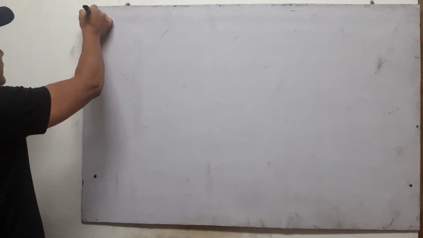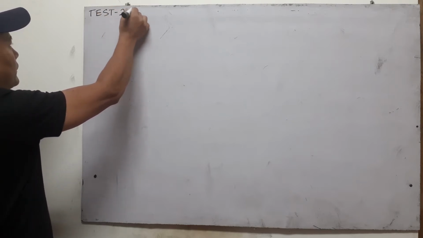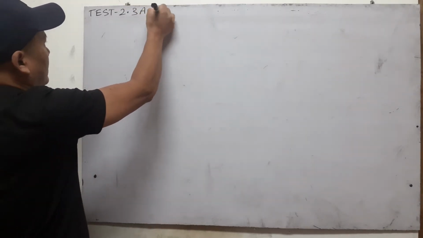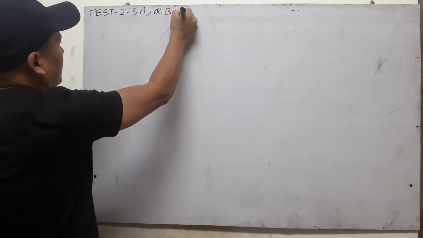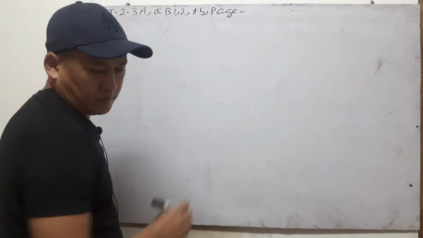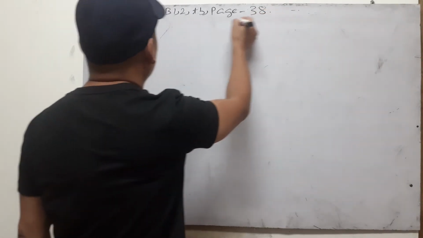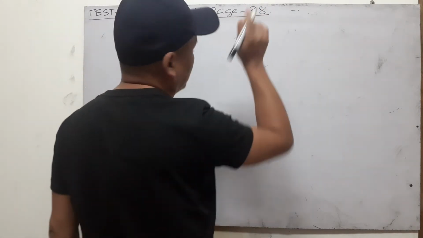Okay, so the next test here, write it along with me. Test-2.3A. Okay, this will cover question B, 1 and 2 of the textbook. You will find this on page 38 of your maths textbook. Alright, likewise, along with me.